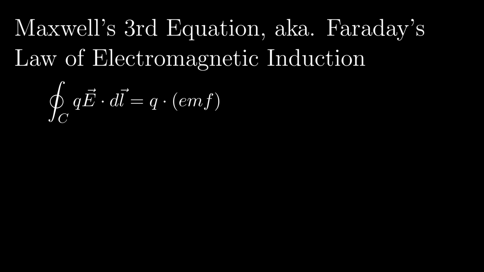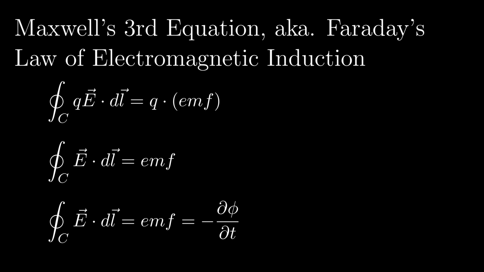Since we are assuming the charge to be constant, we can get rid of the charge Q from both sides of the equation, resulting in the closed loop integral of E dot dl equal to EMF. But Faraday-Lenz's law tells us that the EMF produced by a time-varying magnetic field is given by negative of del phi del t, where phi is the magnetic flux.